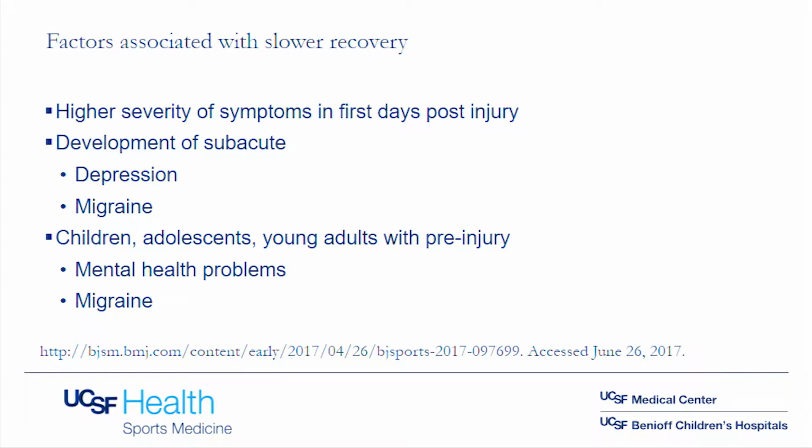There are some factors that we know are associated with slower recovery. And so when you see these in your patients, you may expect that it will take longer than usual to recover. That would be if they present with a much higher symptom severity score, or if they develop subacute depression or migraine post-injury. And children, adolescents, and young adults with pre-injury mental health problems and migraine have been shown to take longer to get better from a concussion.